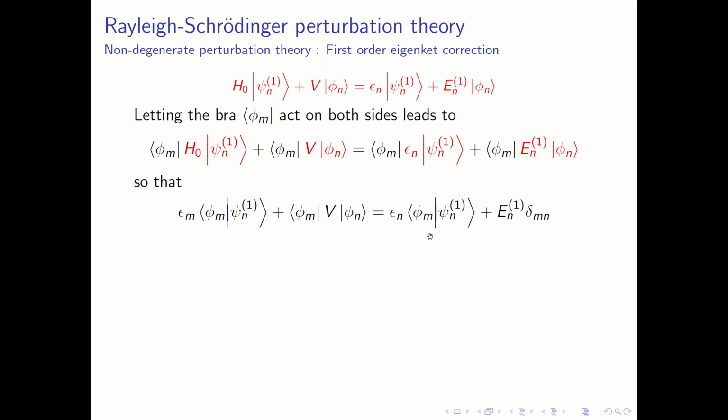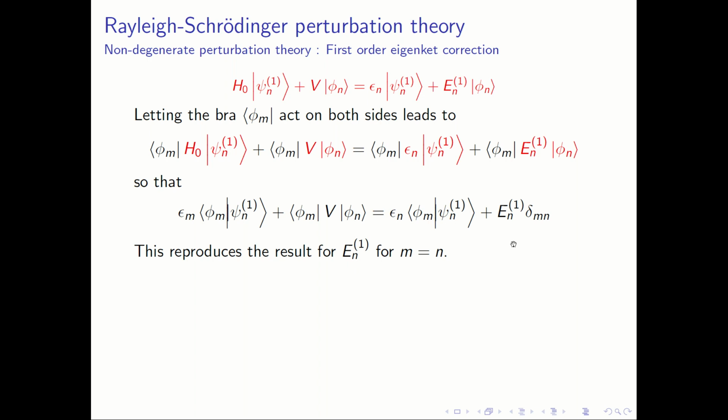Now just as a quick check, if you put in m equal to n, what happens is this term and this term just cancel each other out. Right, because now that m is equal to n, epsilon m and epsilon n are exactly equal, and this term simply becomes ⟨φn|V|φn⟩, this term becomes 1, so we get back the result that we had in the last slide. En1 is ⟨φn|V|φn⟩.